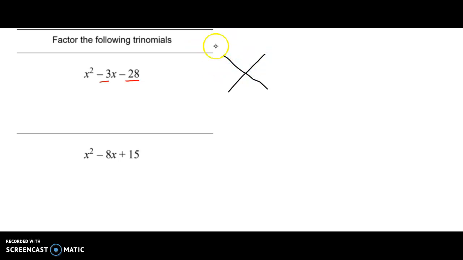And so we take this middle term up here and the negative 28 down here, meaning we need two numbers that multiply to negative 28, but at the same time add to negative 3. Two numbers that multiply to negative 28 and add to negative 3. When we think about it, you can list out factors of 28. I know that one of them has got to be negative, and so that's going to be negative 7 and 4, because that multiplies to negative 28 and adds to negative 3.